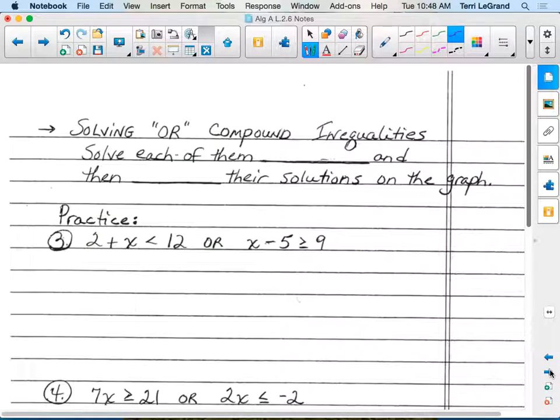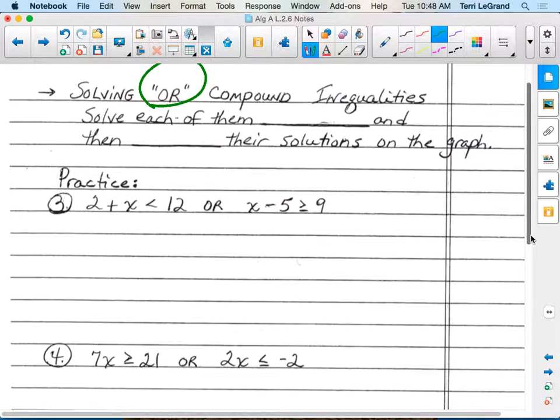Okay, let's go to the back side then. Solving OR compound inequalities. Let's circle that. OR, as you remember, has to satisfy one or the other. You don't have to do both. So solve each of them separately, okay? So these are not going to be written together.